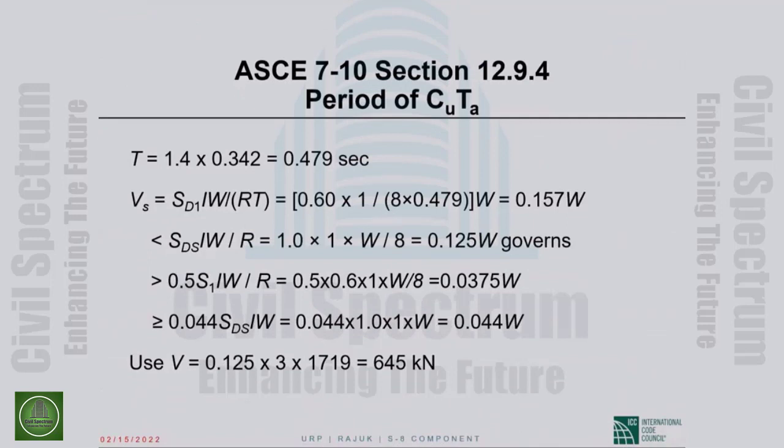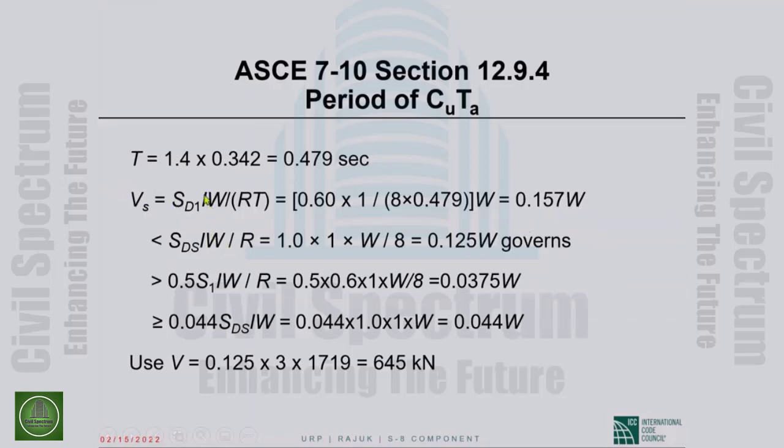We will go with 1.4 times the approximate period, which is 0.479 seconds. You should not do that without calculating the rational period, which we actually did. The rationally computed period was much higher than 1.4 times T sub A, and this is why we went with 1.4 T sub A. Without calculating the rational period, you cannot just jump there.